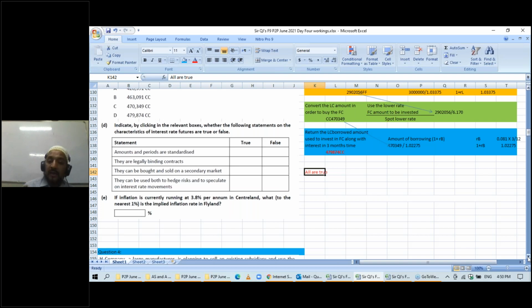So you have to calculate the inflation rate. And how will you calculate the inflation rate? You know the spot rate now and the future rate as well. So through this, you can calculate the inflation rate.